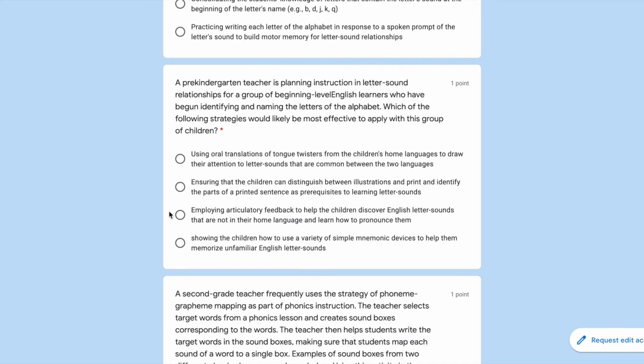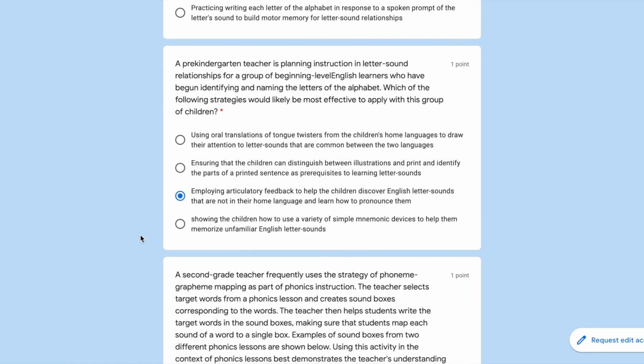So, the correct option here is letter C, and that is because English learners learning letter sound relationships that are not in their home language benefit from this positive feedback to discover how to pronounce the sounds properly. All right, let's go on.